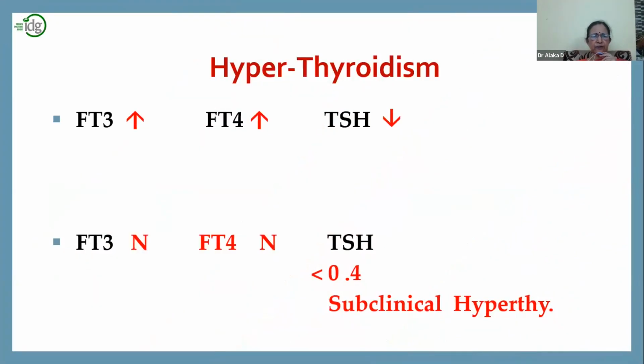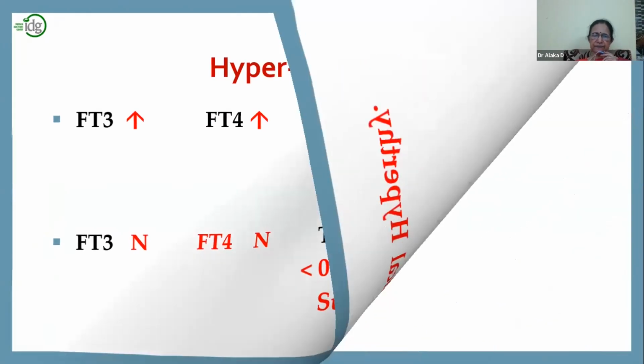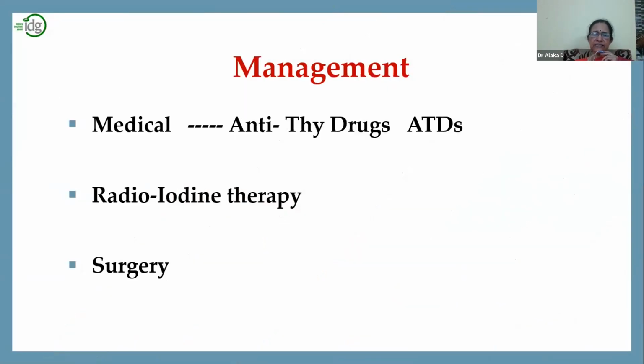So in hyperthyroidism, free T3 is high, free T4 is high, and the TSH is low. What is subclinical hyperthyroidism? Free T3 is normal, free T4 is normal, but the TSH is less than 0.4. That is subclinical hyperthyroidism. What is the management?